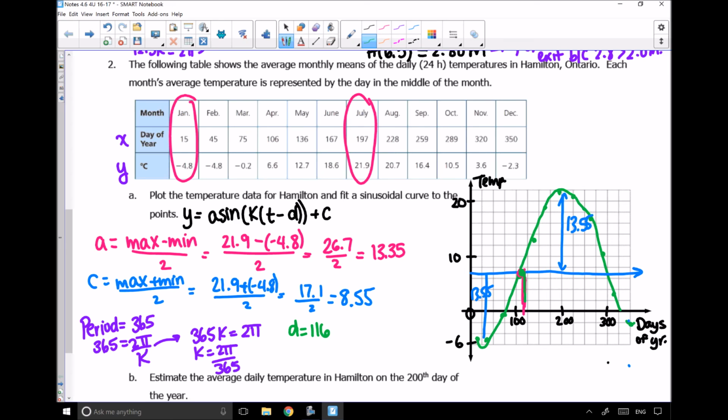So based on that information, I can fit all of that information in, and I can get my equation. So the a is 13.35 times the sine of the k value we figured out, which is 2 pi over 365, times our time minus our d value, which is 116, and then we can just add our 8.55, and that's our equation right here of our graph.